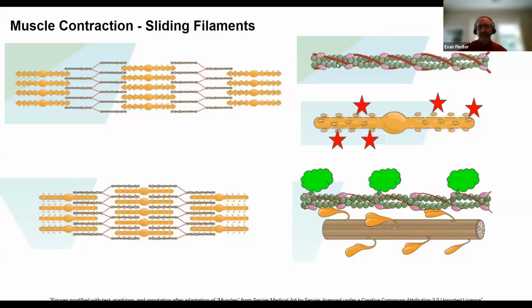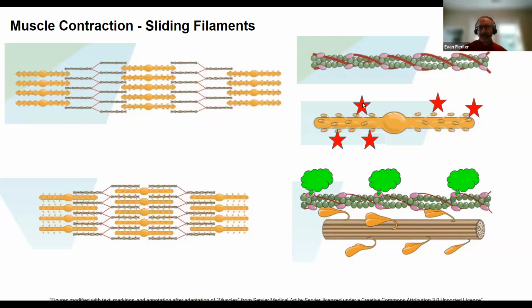This is the actin filament. It is wrapped by what's called tropomyosin, this red filament here. And then we see troponin as well, these little pink structures here. This is the myosin filament. These red stars are representing adenosine triphosphate, the universal energy molecule.